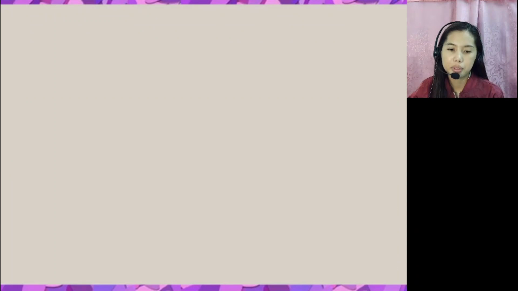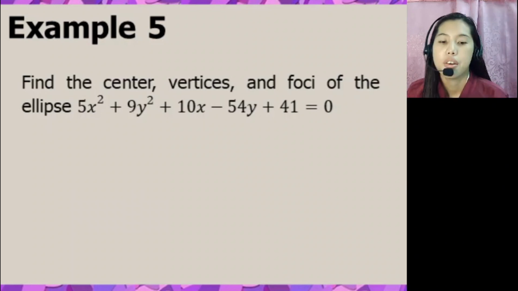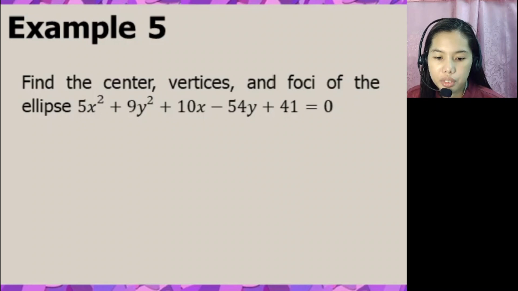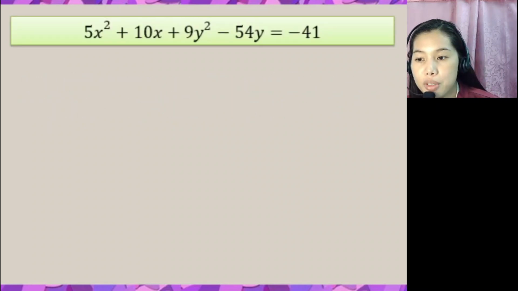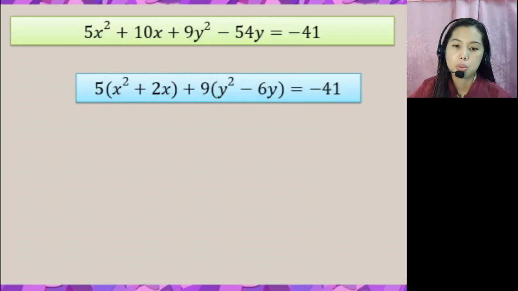Next, last example, example number 5. Find the center, vertices, and foci of the ellipse 5x squared plus 9y squared plus 10x minus 54y plus 41 equals 0. So we have here, again, from the previous example, first we will have to use completing the square. So we move the constant to the other side, so that's why it becomes negative 41, because it is originally positive. When you transfer, it becomes negative.